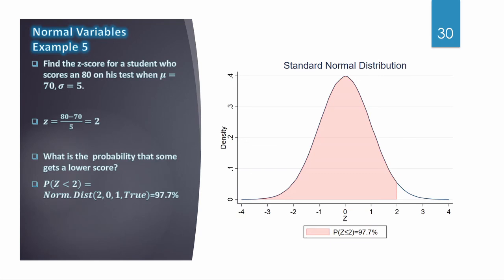What is the probability that someone gets a lower score? Well, we could also calculate a probability statement here by using the norm.dist function, where we would say this is norm.dist of 2, 0, 1, true. Our value is 2, the mean of the distribution for a z-score is always 0, the standard deviation is always 1, and again, we're always going to use true as a measure of how to calculate things with a continuous distribution, because that's a way of saying cumulative, or we want everything to the left of our value 2.